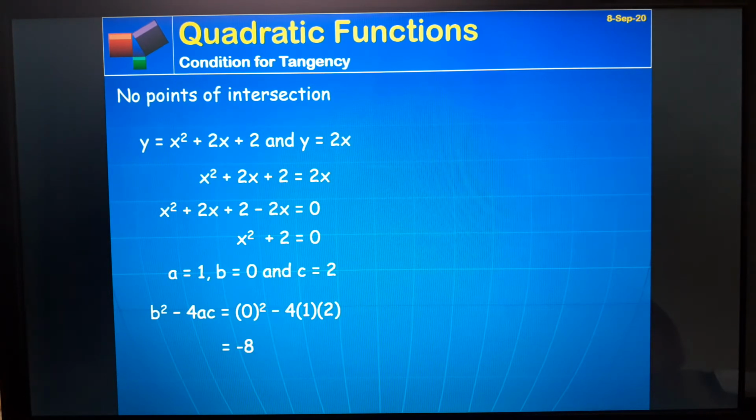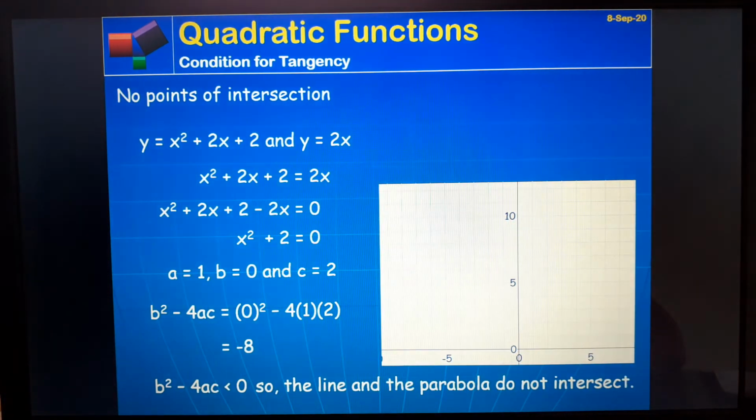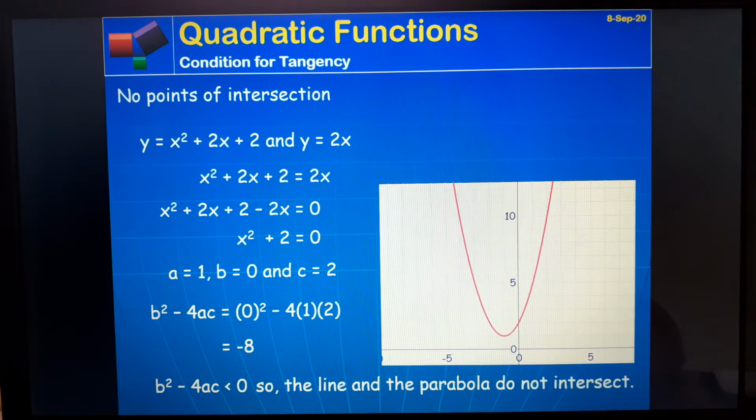Now, when the discriminant is negative, that means that there are no real roots, no points of intersection. Okay? So the line and the parabola do not actually intersect. That's what that tells you here. So let's look at this graphically. Here we have the parabola and here we have the line, and as you can see they don't even meet each other, and the discriminant being less than 0 proves that.